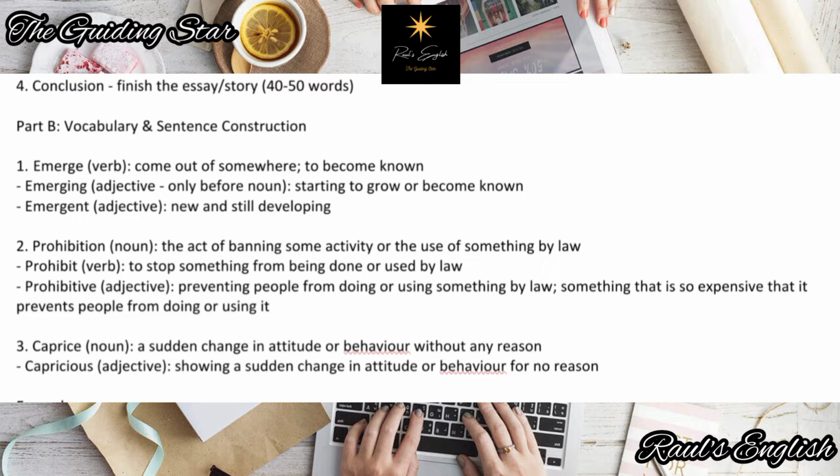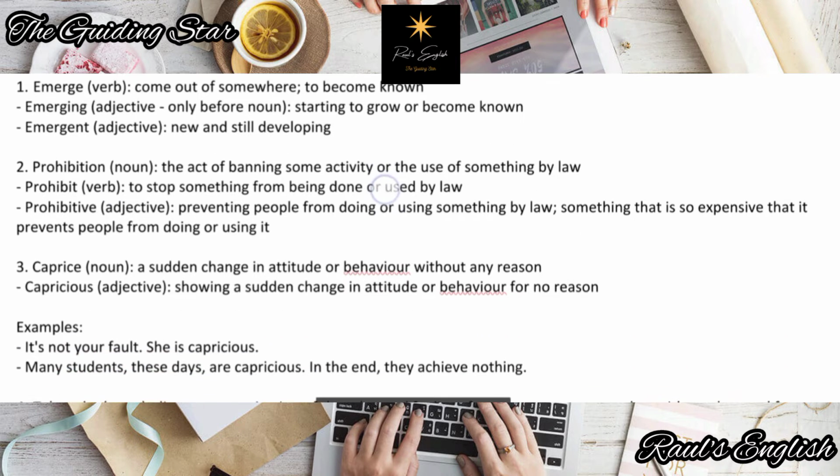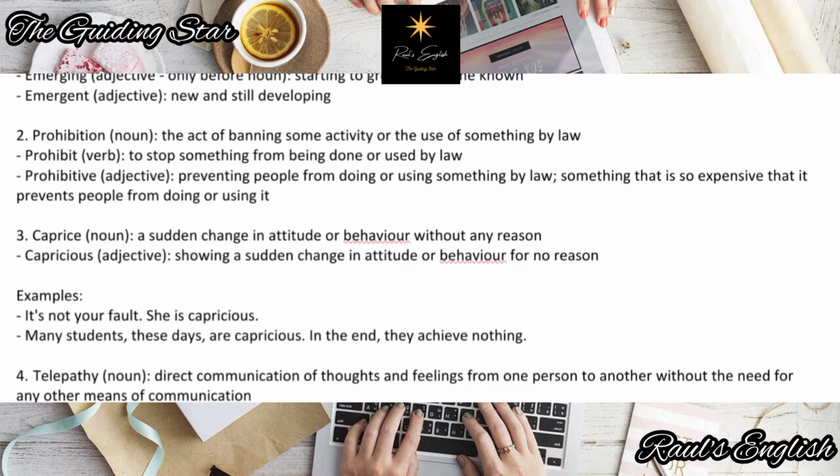Emergent, adjective: new and still developing. Something that is new and still developing, like the economies I showed you. Those are emergent. So that's that. So remember, this emerging is only before a noun. Okay, number 2, prohibition, prohibit, and prohibitive. Prohibition is a noun, prohibit is a verb, prohibitive is an adjective. The act of banning something or the use of something by law. Is it always by law? No, not always by law. It's by authority. By authority is the perfect phrase over there, but it can be by law as well.